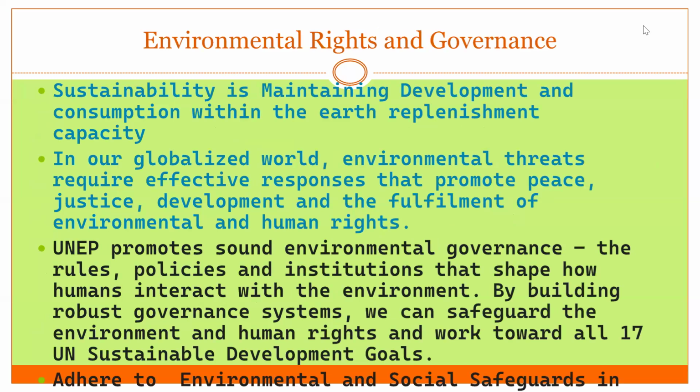This is an important subject, environmental rights and governance. This is something that we need to keep in mind. Sustainability is maintaining development and consumption within the Earth's replenishment capacity. If you exceed this capacity, then you are destroying the opportunity of the future generation. In our globalized world, environmental threats require effective responses that promote peace, justice, development, and the fulfillment of environmental and human rights.